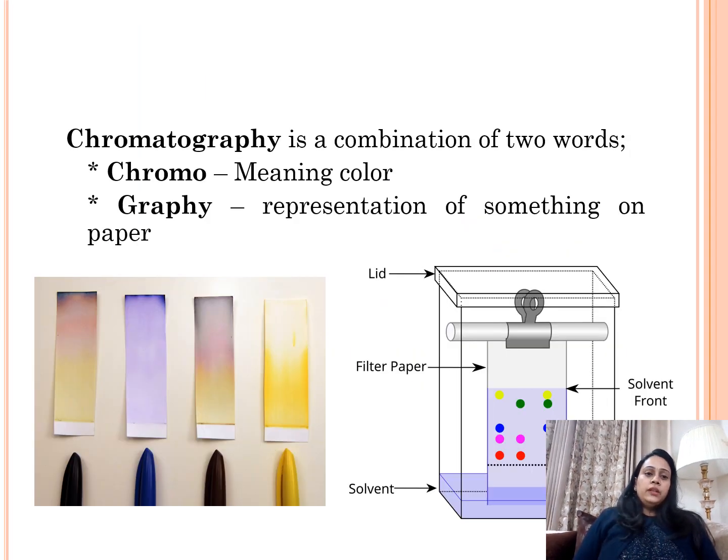Now come to the point: what is chromatography? Chromatography is a combination of two words, chromo and graphy, where the meaning of chromo is color and graphy means the graphical representation of something on paper. So the two words together, chromatography, is nothing but a color representation of anything. It can be amino acids or pigments or anything on the paper.